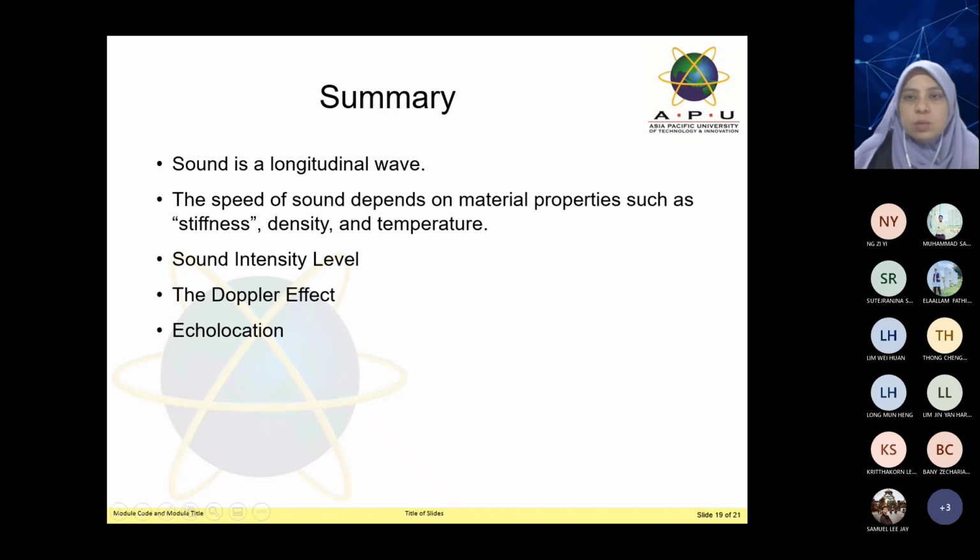So we have learned all this today. Any question? No question. Questions on theories can be asked like, give an example of the Doppler effect. Then you can give an example like an ambulance moving towards the hospital, for example.